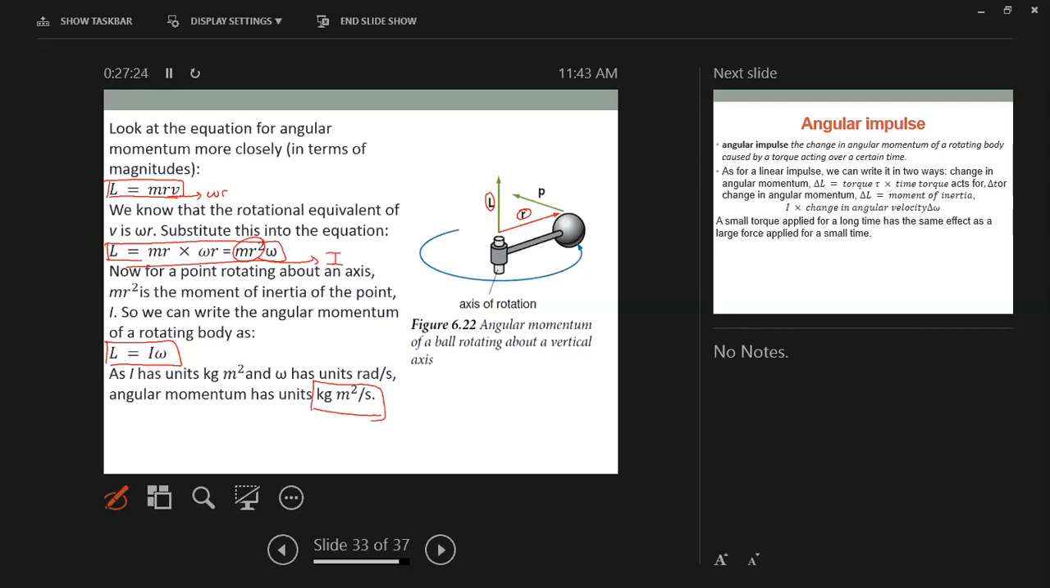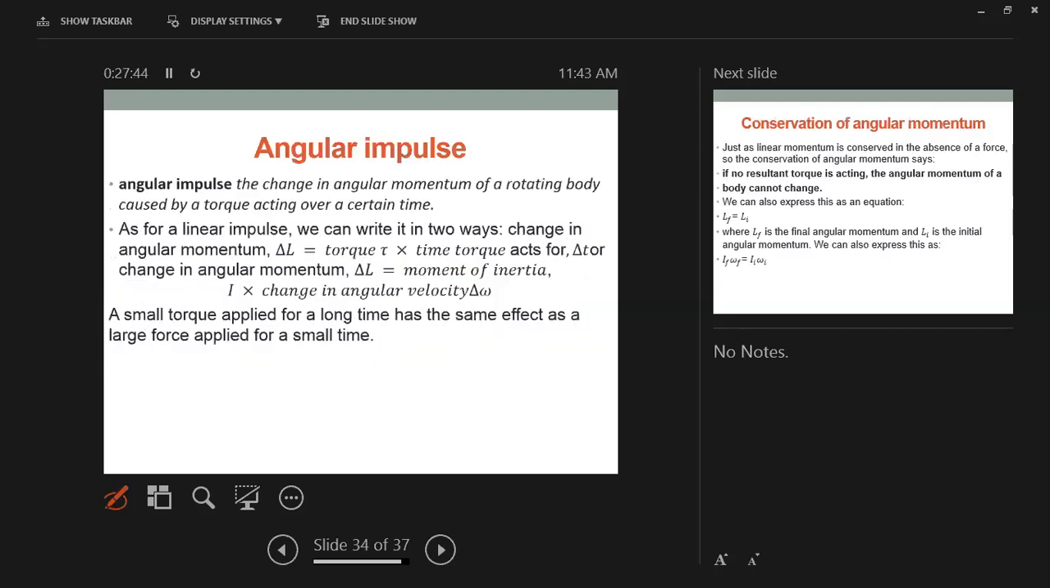What was the SI unit for momentum? Do you guys remember? Momentum SI unit? Kilogram meters per second, right? But here it is kilogram meter square over second for angular momentum. It is going to be a different dimension. All right, so let's go to angular impulse.